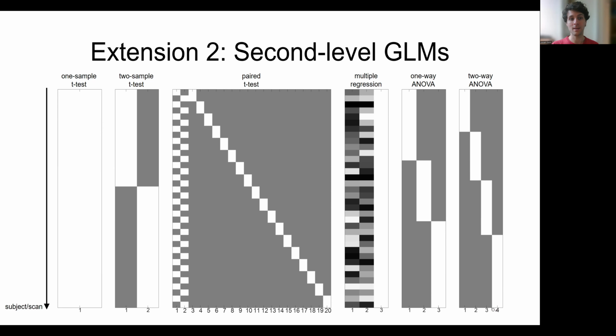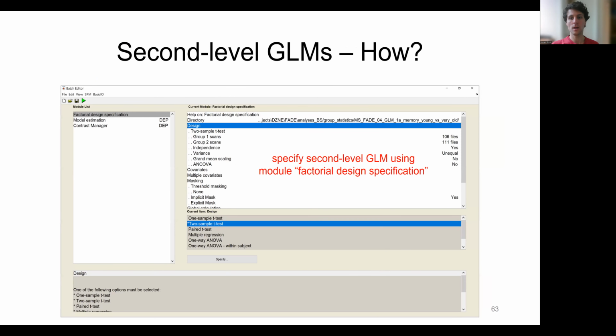You can do one sample t-tests, two sample t-tests, paired t-tests if you have paired observations, a multiple regression analysis where you're looking for covariation with some subject-specific variable, one-way ANOVAs, two-way ANOVAs, and so on and so forth. If you want to run those analyses in SPM, you have to choose the module factorial design specification, and you can then there specify the second level design of the GLM.